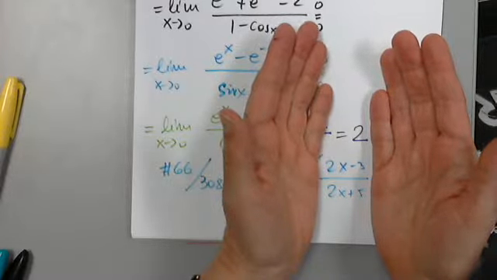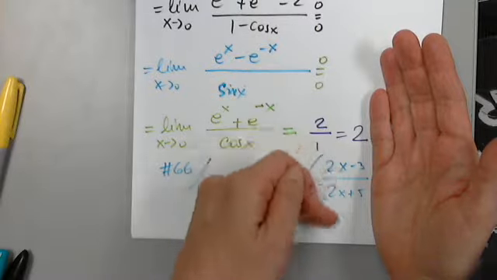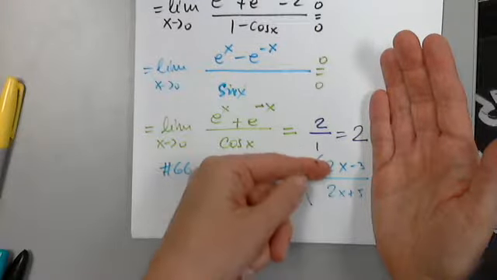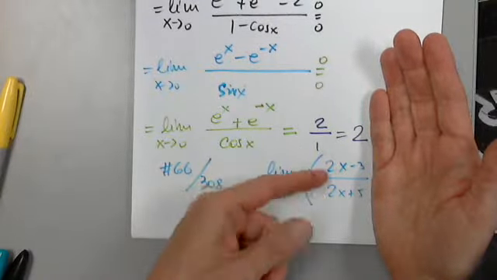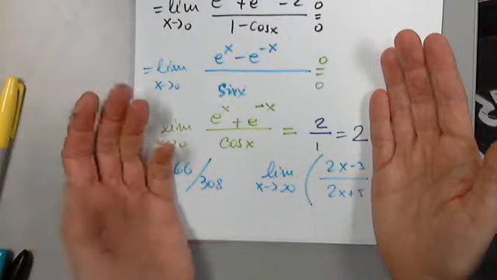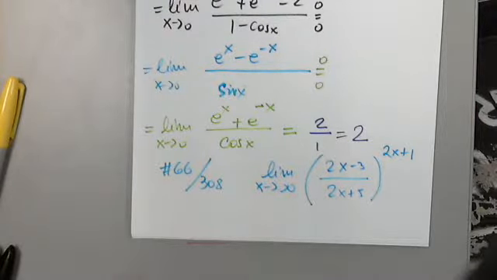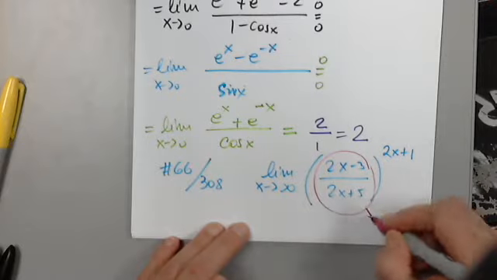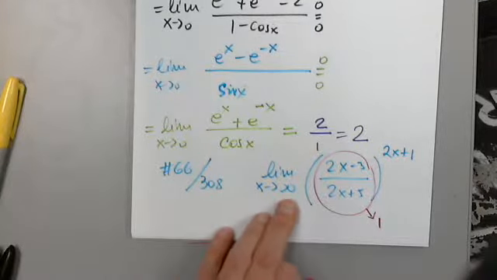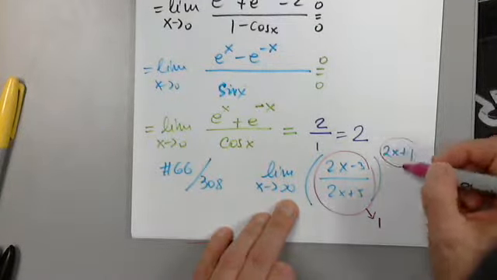I can show that by simply taking the limit and applying L'Hopital's rule. The derivative of the top is 2, the derivative of the bottom is 2, so the limit will be 1. So this whole piece will approach 1 when x approaches infinity. But where will this power go?